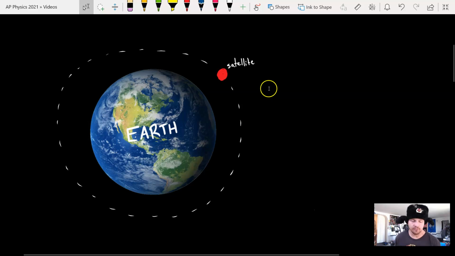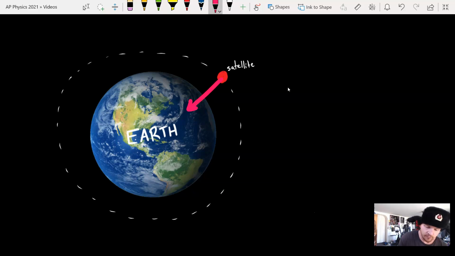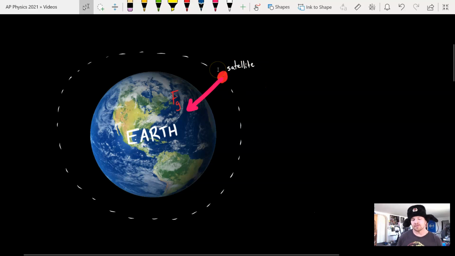It can't go flying off on a straight line into space, because as it's trying to go flying off, the Earth is actually pulling on it with a force of gravity. And that force of gravity is directed towards the center of the Earth. And that's all there is. It's also in space, so there's nothing else actually in contact with it. The only force that it has acting on it is a long-range force of gravity.